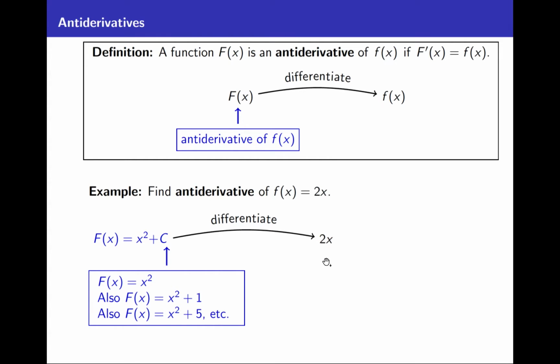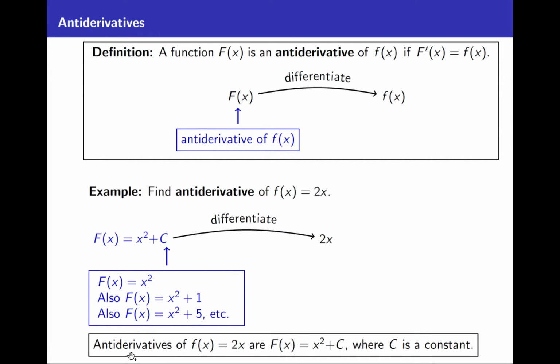So we actually see here that the function 2 times x doesn't just have one antiderivative, it has infinitely many antiderivatives. Big f of x equals x squared plus c is an antiderivative where c could be any real number. So to summarize, the antiderivatives of f of x equals 2x are the functions big f of x equals x squared plus c, where c is a constant.